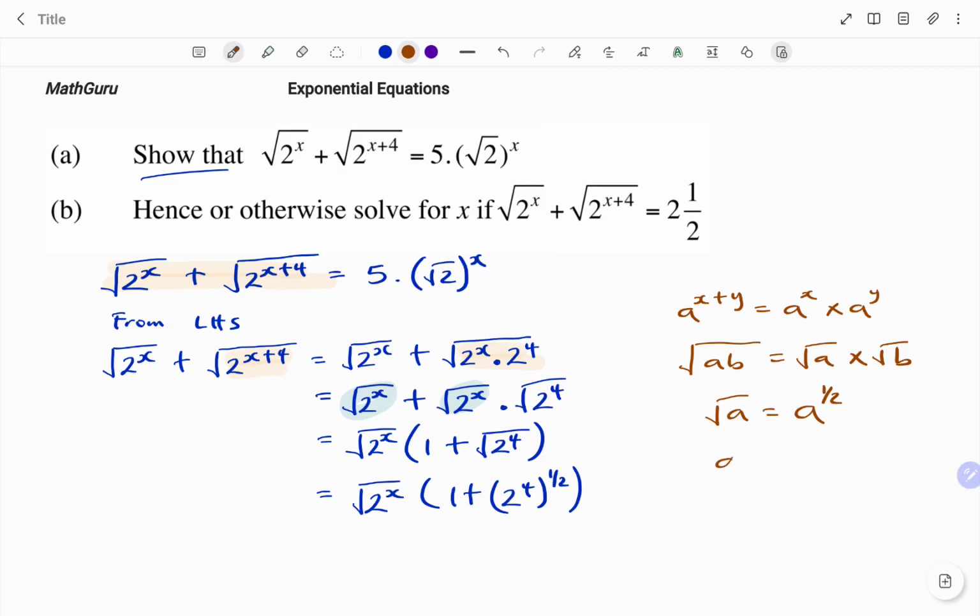We're applying quite a number of rules here. So if I have a to the power of x and then raised to the power of y, it's the same as a to the power of x times y. So therefore, that becomes the root of 2 to the power of x in bracket 1 plus, I have 2 to the power of my 4 times a half. That's going to be 2 squared.